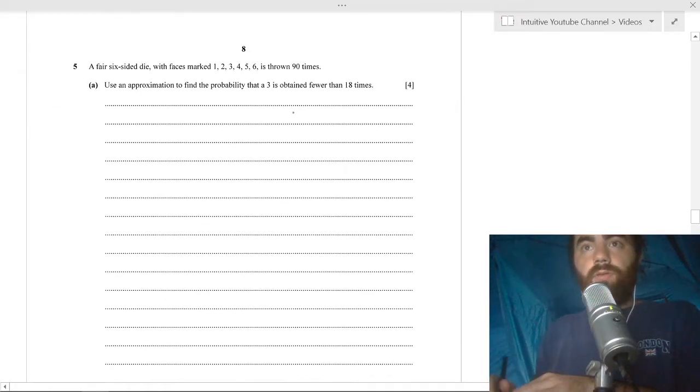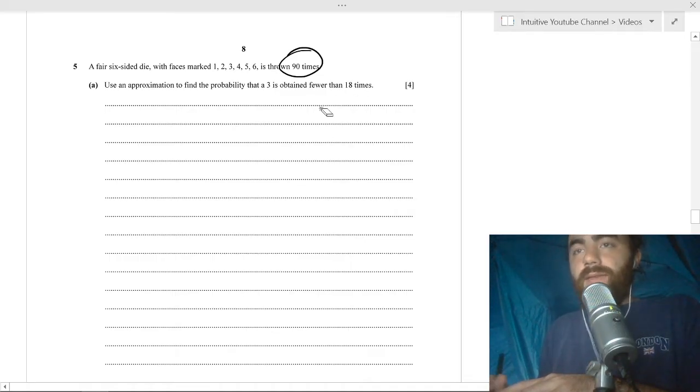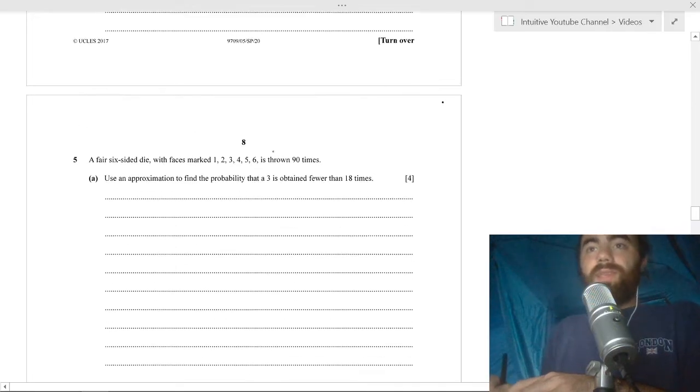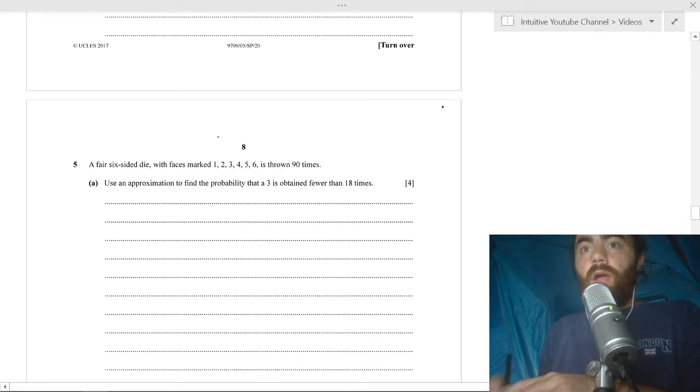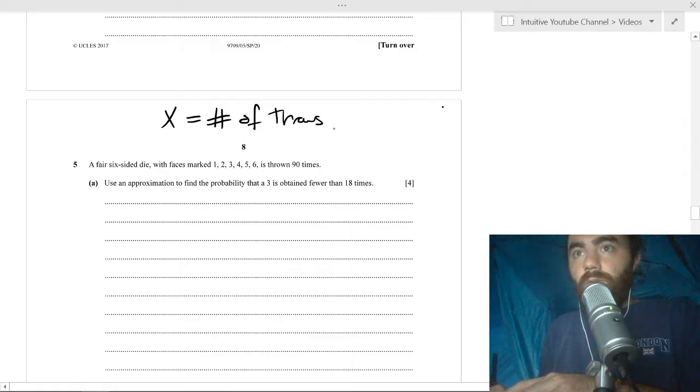Okay, so question 5 now. A fair die, 6-sided dice with the faces marked 1, 2, 3 to 6, is rolled 90 times. Use an approximation to find the probability that a 3 is obtained fewer than 18 times. Well, we can see that this is going to be distributed binomially. So if we have x, our random variable is, let's say, the number of throws which are a 3.